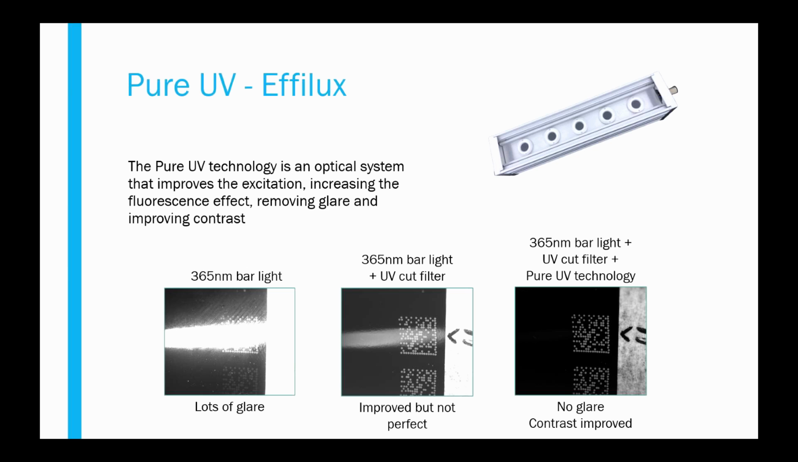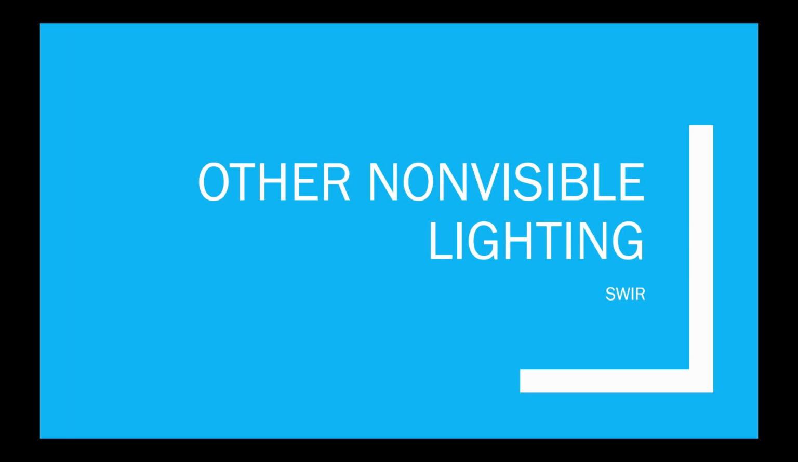But if I step over to the pure UV technology, which has an optical system inside that improves the excitation and removes the glare, in combination with my UV cut filter, I have a higher contrast image with absolutely no glare. So this is perfect if you have highly reflective samples and you're trying to do UV and you're just not getting a very consistent image. So that's it for talking about UV light and NIR light.